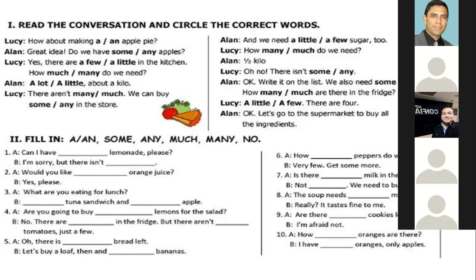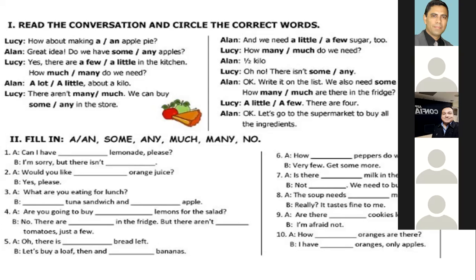I am Lucy. Okay. How about making an apple pie? Great idea. Do we have any apple? Yes, there are a few in the kitchen. How many do we need? A lot, about a kilo. There aren't many. We can buy some in the store. And we need a little sugar too.